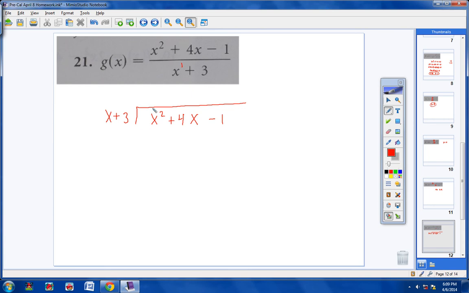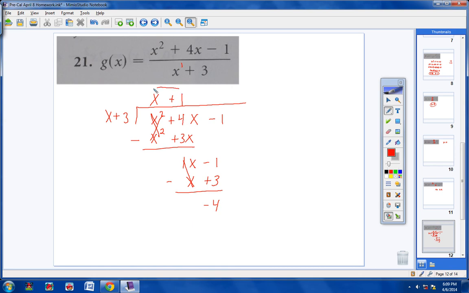So x goes into x squared. X times x is x squared. X times 3 is 3x. Now we subtract. X minus x, they cancel out. 4 minus 3 leaves you with 1x. Bring down your negative 1. X goes into 1x one time. 1 times x is x, 1 times 3 is 3, and we really don't care what the remainder is. These cancel. 1 minus 3 is going to be negative 4, but once you have the remainder, that's fine.